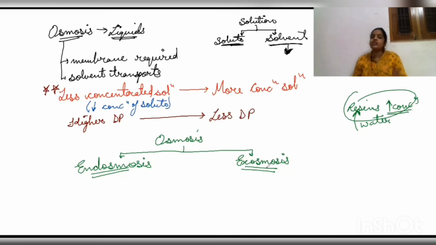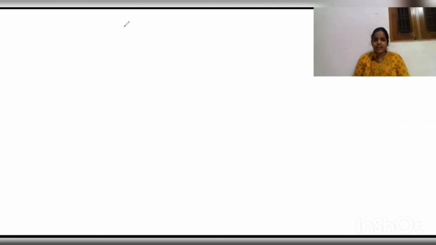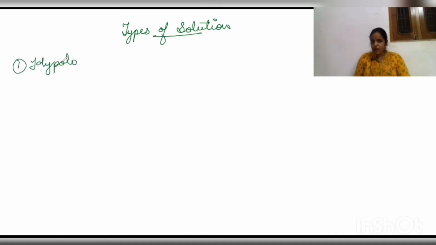Next we have types of solution, guys. So let's put the heading: types of solution. Basically we have 3 types which we have been studying from our junior classes. The first one is hypotonic. Hypo means less. If the solution's osmotic concentration is less than the other solution or cell sap, then we call the solution hypotonic. I'll repeat, it has a concentration less than the other solution in which it is placed.